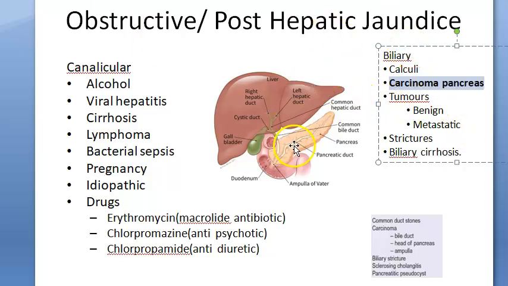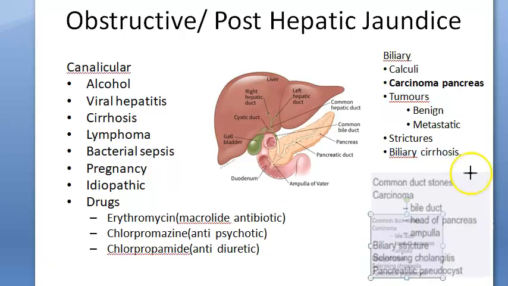Carcinoma of pancreas. Guys, this is very important. You have to write this in the exam, okay? Pancreatic cancer. Tumors, we already told you some kind of a lymphoma is there. It could be benign or metastatic tumors, strictures because of some kind of narrowing. That is what a stricture is, right? Biliary cirrhosis. Okay, this is not hepatic cirrhosis, they are talking about biliary cirrhosis. Then what else? The main thing you won't forget is the duct will have stones, the gallbladder has stones, there is carcinoma of head of pancreas, biliary stricture, cholangitis, sclerosing cholangitis, pancreatic pseudocyst.